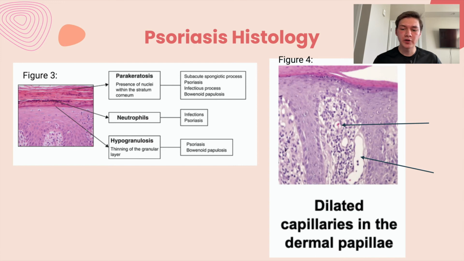And then in figure 4 here, you can see the dilated blood vessels within the dermal papillae. And this again contributes to the redness that's very characteristic of psoriasis. All right, and now we're going to go over some test questions beginning with the shingles.